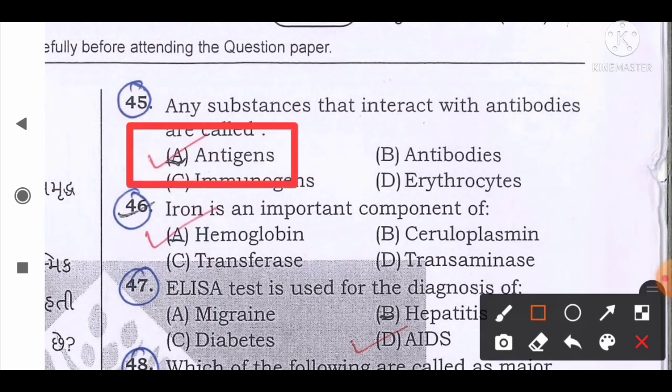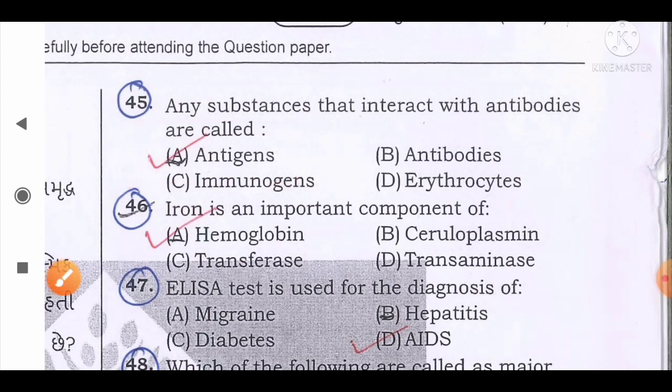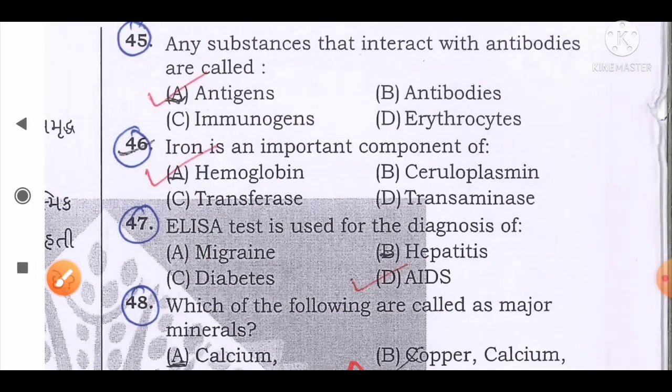So option A, antigen is the correct answer for this question because they are the substance that interacts with the antibody. So A, antigen is the correct answer for this question. Move to the next question number 46.